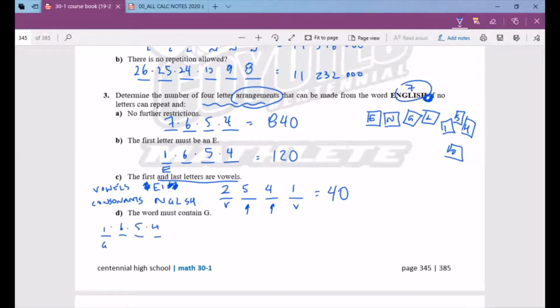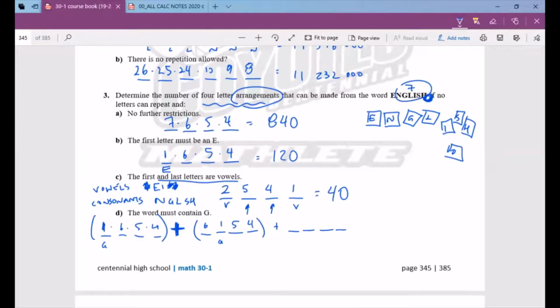This is a separate question. We no longer have this vowels restriction for the first and last letters. It's just saying, what if the word contains a G? So either the G is at the first letter, or when we look at different cases of things happening in combinatorics, we are going to add those cases together. So either the first letter is a G, or the second letter is a G. In case that would be your 1 there. The other letters, 6, 5, 4, we fill in around it.